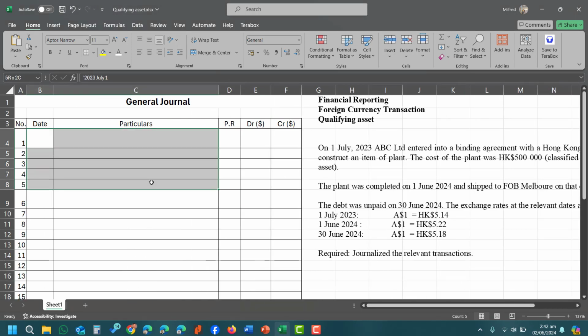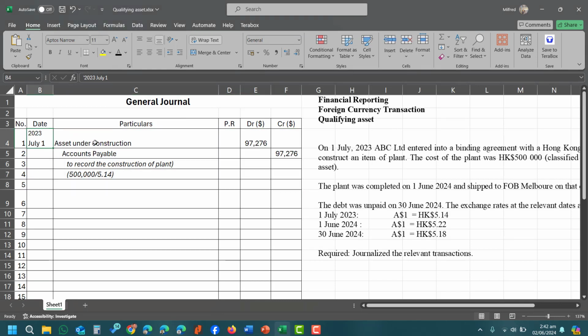Okay, so the first thing we need to do is record the agreement. We will record that asset as asset under construction, this amount, and then accounts payable. To get that amount, you have that 500,000 Hong Kong dollars. To convert that into Australian dollars, you have to use this rate: 500,000 divided by 5.14. So you have this.